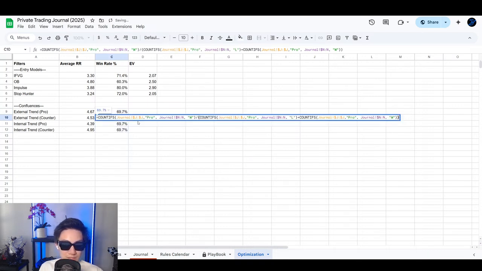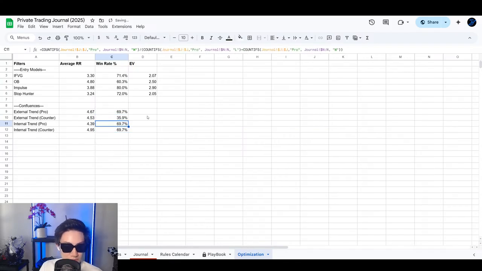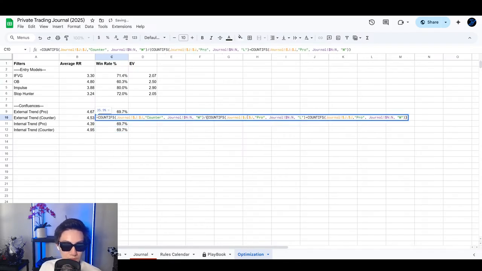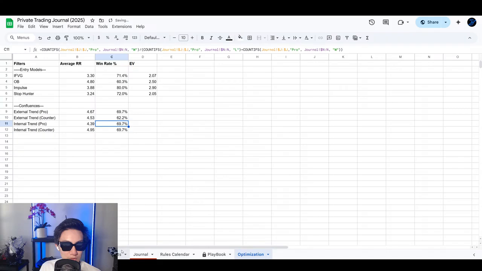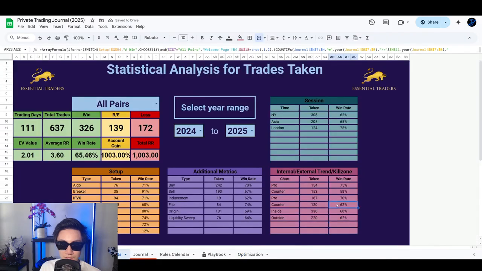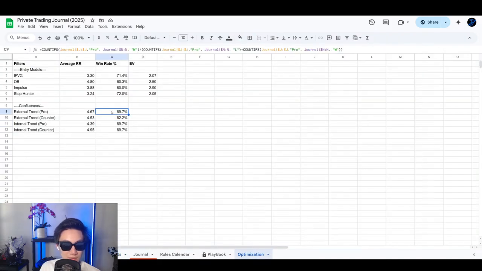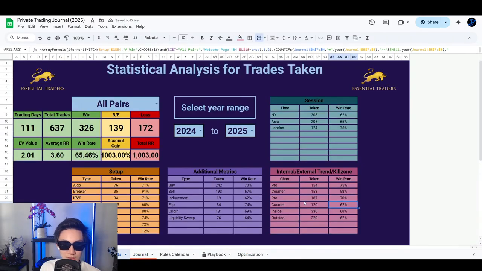So we bring this down here. We have to change this obviously. So this would be counter. And we have to also change this. So counter. Okay, so the data is basically correct here. It's because this is not rounded. So if I go here, well, we have these in full percentages.